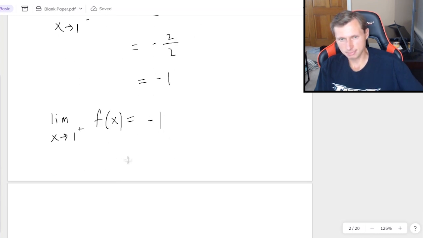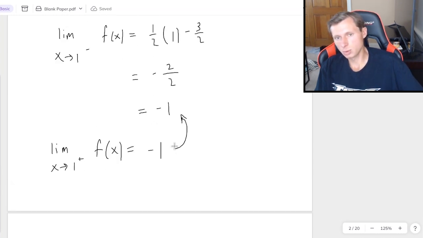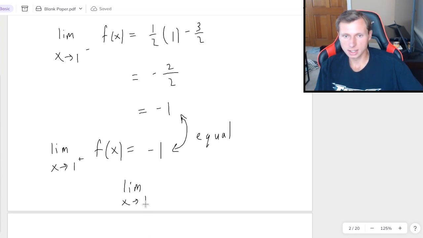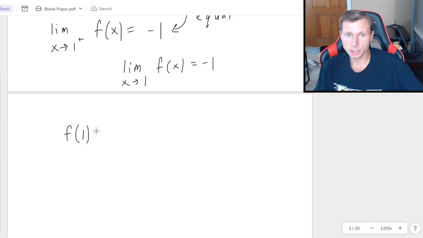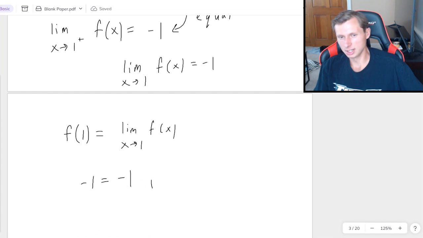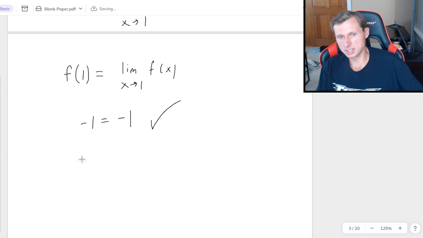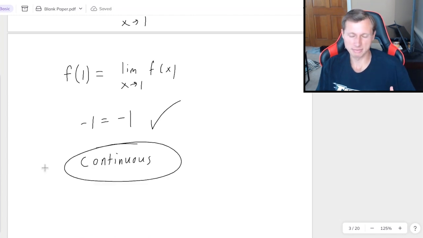And so as you can see, since the limit from the left equaled the limit from the right, that means the 2-sided limit is going to exist, and it's going to equal negative 1. And then the third and final check, I need to know if f of 1 is equal to the limit as x approaches 1. And here I get negative 1 equals negative 1. Check. So there, I passed all 3 checks. We would say yes, it is continuous. And there we go. That's all we have to do.